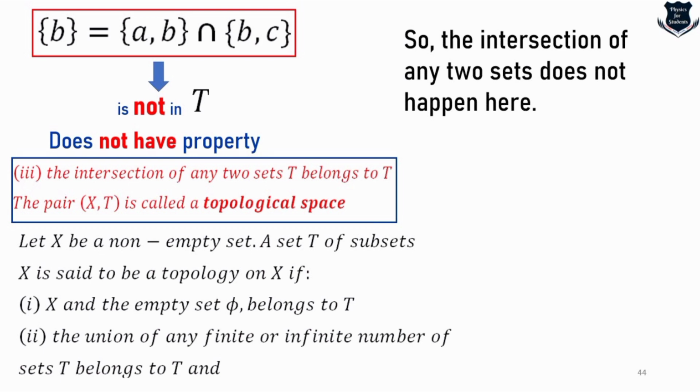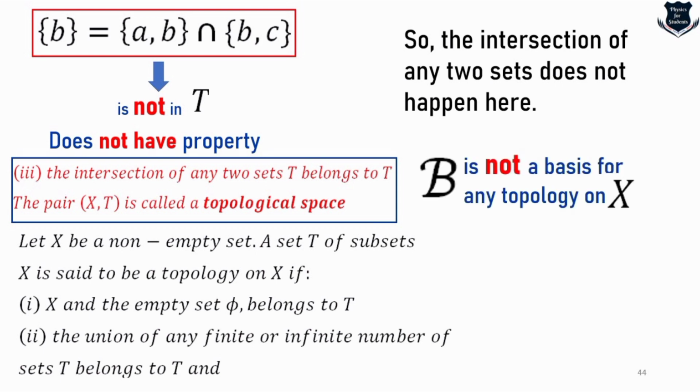Now, the intersection of any two sets doesn't happen here, right? It is not in T because it does not have the third property. What is the third property? It tells that if the intersection of any two sets in T belongs to T, then only the pair (X, T) is called a topological space, which is not happening here. So B is not a basis for any topology on X. As you understand, a basis helps us identify which is a topology. Here, with this basis, we identify which is not a topology on X.